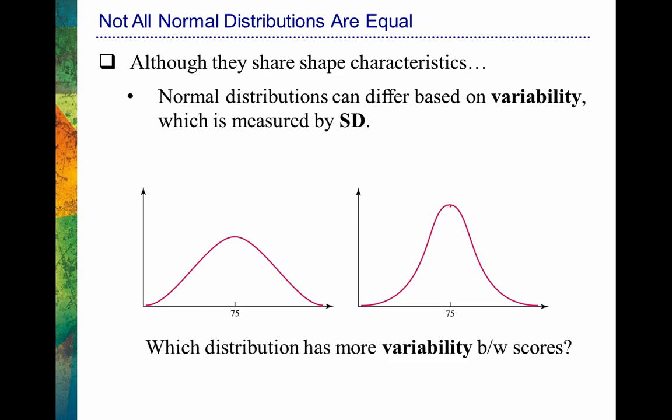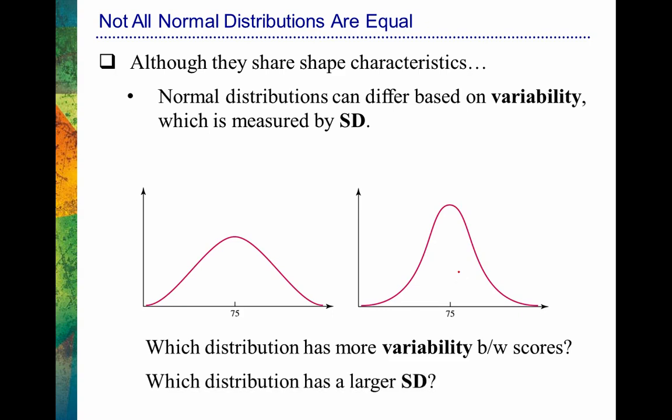Well, if there are more values at 75, there's less variability. More of the scores equal 75. So here we can see that there is more variability because the scores are more spread out. Here we can see that this distribution is more narrow, showing that there is less spread between the scores. Spread and variability are the same type of concept.